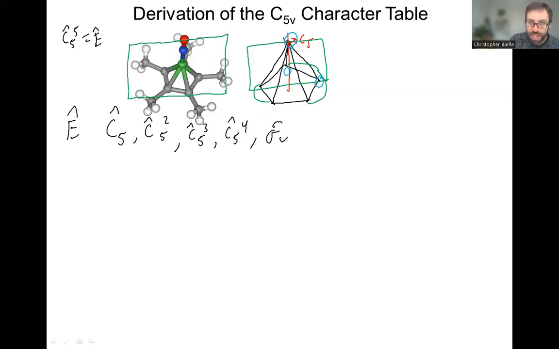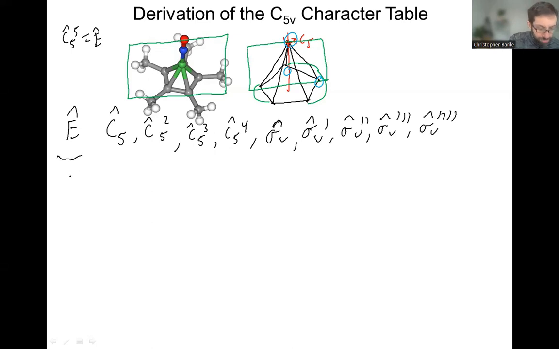We could write those as sigma v. I'm using hat notation here. Hat notation just means it's an operation to distinguish it from classes. And then we could call the other four, they're also sigma v. We could add primes, right? So we'll have up to sigma v quadruple prime. So now it's time to group all of these into classes. And so the identity operation is always unique. It goes into its own class. So in red here, we'll draw the classes.